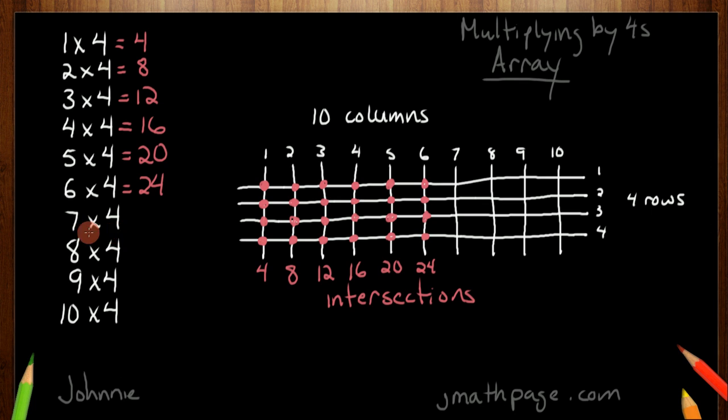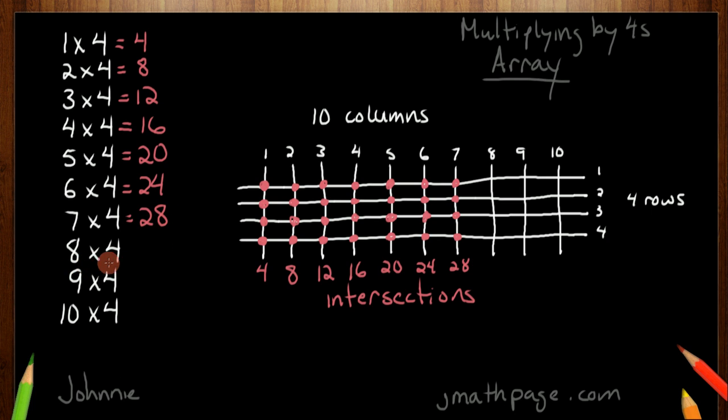7 times 4, 7 columns, 4 rows. Let's mark the intersections. We've added 4 more, right? So 24, 25, 26, 27, 28. So we can say that 7 columns and 4 rows give us these many intersections. So 7 times 4 gives us 28.